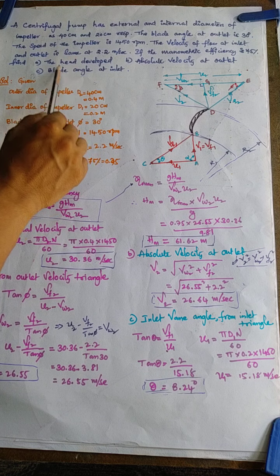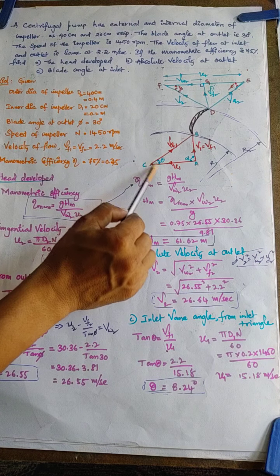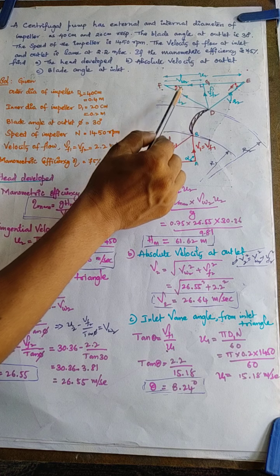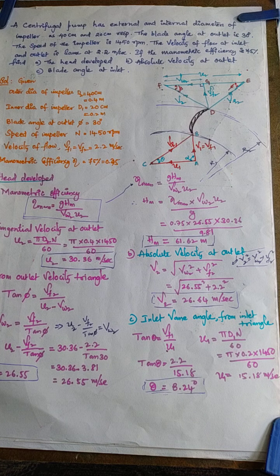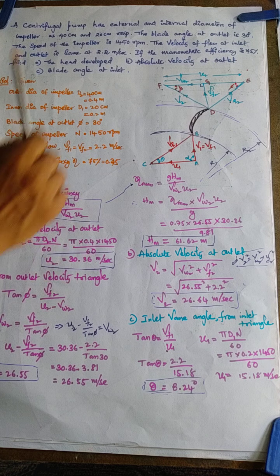So the blade angle at inlet is nothing but the theta value, absolute velocity is the v2 value, and head developed is the h value, that is the height to be lifted by this pump, the height to which water has to be lifted, whatever the position that is required to transfer the water, that is the head developed.